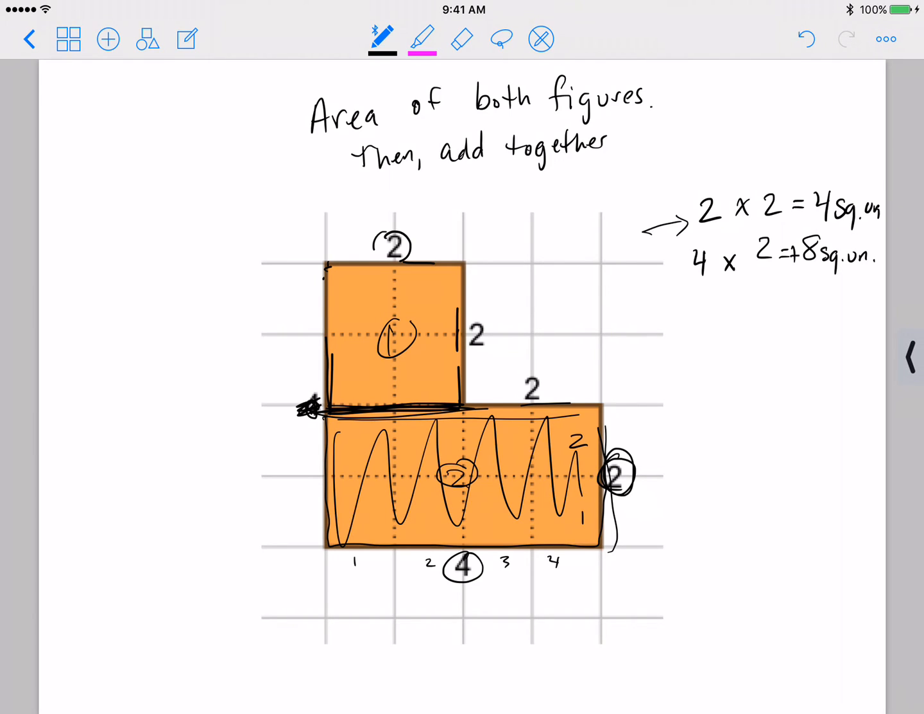So we're going to add those together. 4 plus 8 is 12 square units. Okay?